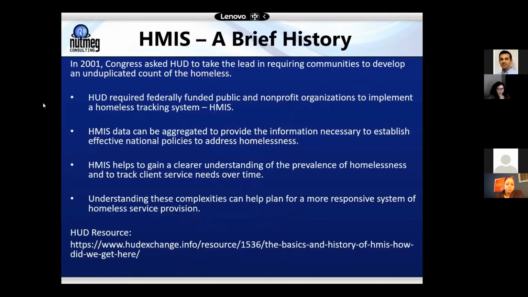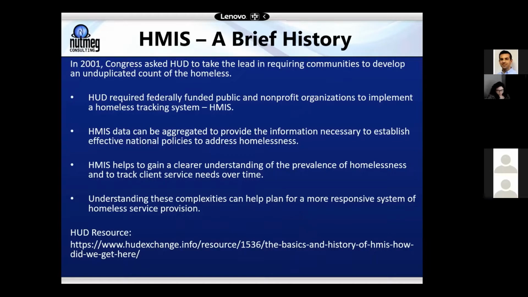A little background, back in 2001, Congress asked HUD to take the lead in inquiring communities to develop an unduplicated count of the homeless. They required federally funded public and nonprofit organizations to implement some type of tracking system, which we all now know as HMIS, the Homeless Management Information System. The data is aggregated there to provide the information necessary to establish effective national policies to address homelessness.